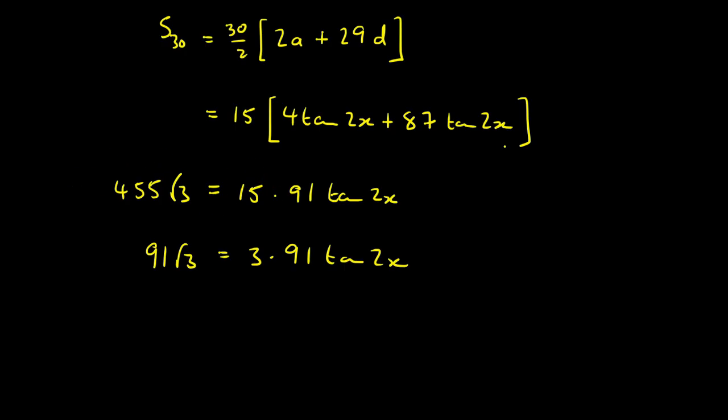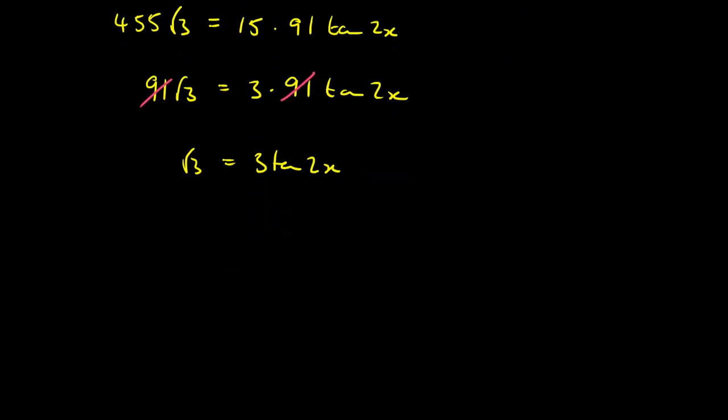Now that's nice, isn't it? Because a 91 has appeared, and that can cancel. So in other words, what we're left with is root 3 is equal to 3 tan 2x, which is the same thing as saying tan 2x is equal to root 3 upon 3, which is the same thing as 1 upon root 3.